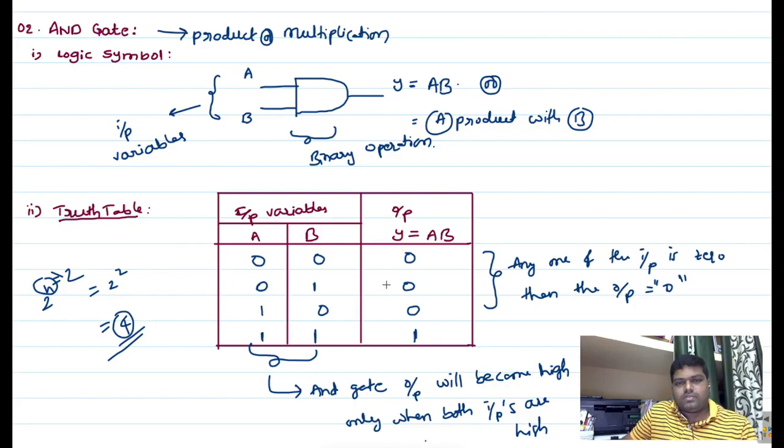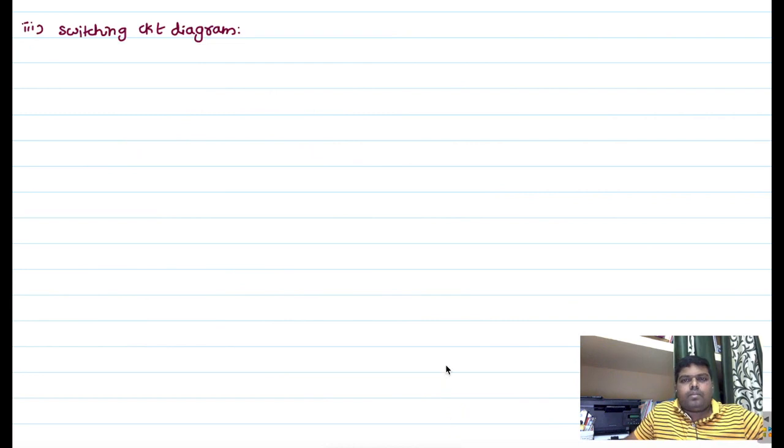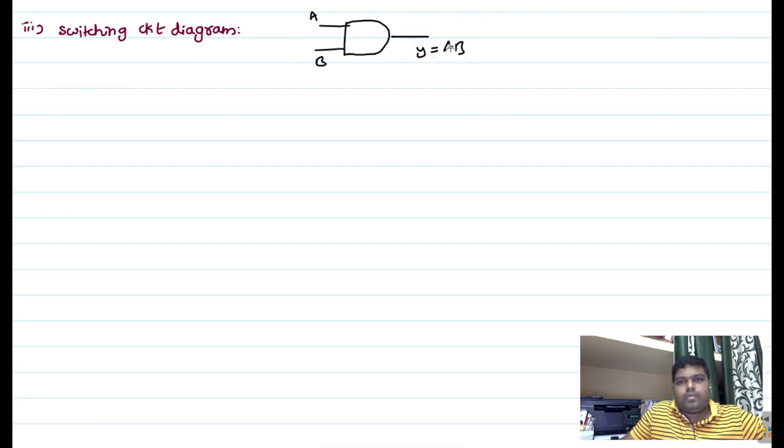So the next one is the switching circuit diagram. Okay, so how do you design this switching circuit diagram for this AND gate? Here I'm indicating, this is our symbol. Okay, A, B, and the output Y equals AB, product of A and B, right? So inside this particular box, what circuit do we have to implement for this product logic operation? Here the logic operation equals what? Multiplication, right? We can multiply two bits with the help of this particular logical operation. So the logic key here is multiplication or product.